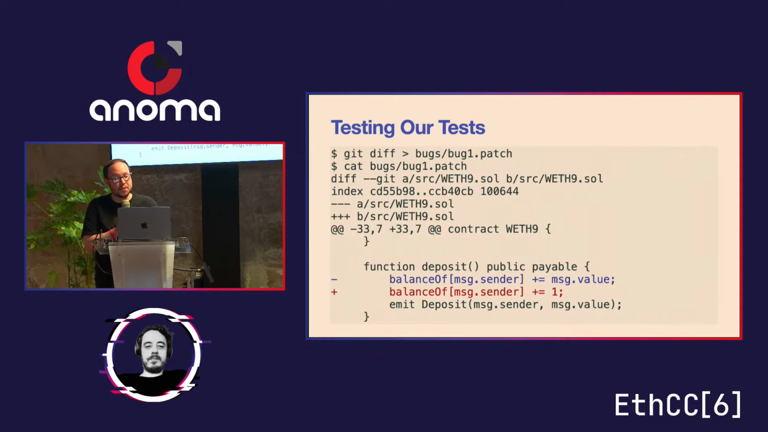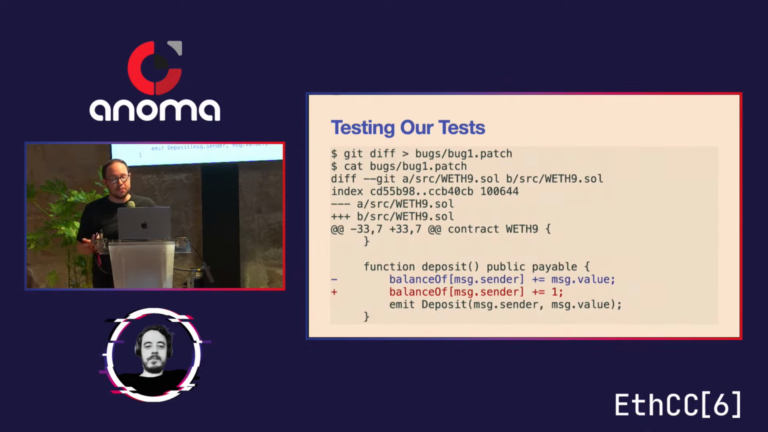So one way to ensure our tests are actually working is to test our tests by introducing artificial bugs. One thing we can do here is intentionally break some of the production code, run our tests, and then see if they fail. So here's a little diff, a little patch we can add. Rather than actually crediting the caller with the message value amount that they're providing in deposit, we'll just credit them with one wei, right? Ignore their amount and credit them with one wei.